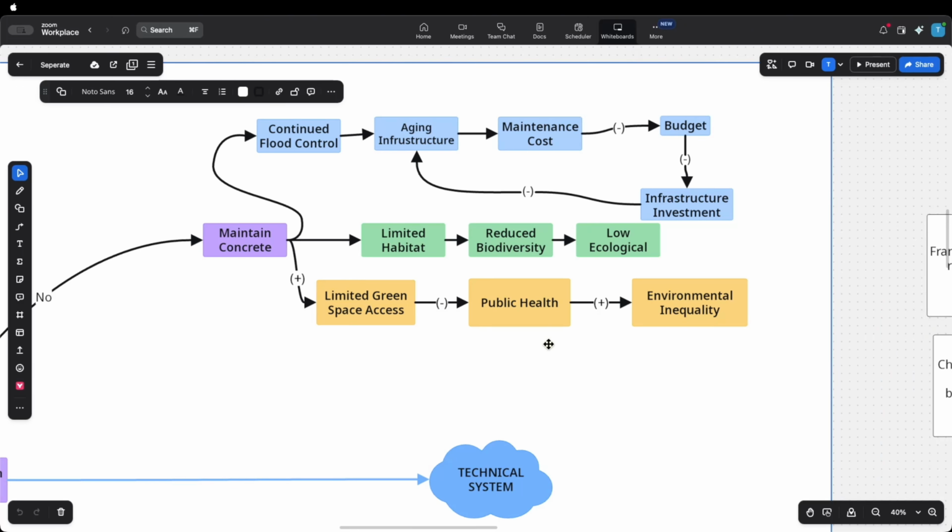And then public health and environmental inequality, what? The limited green space access is low-income communities that were affected the most by the LA River. So these are low-income communities, and they're having negatively affected public health. So the environmental inequality, when you have that, what does it do? It adds to the environmental inequality, so that's a plus sign. So that's what was really messing me up.